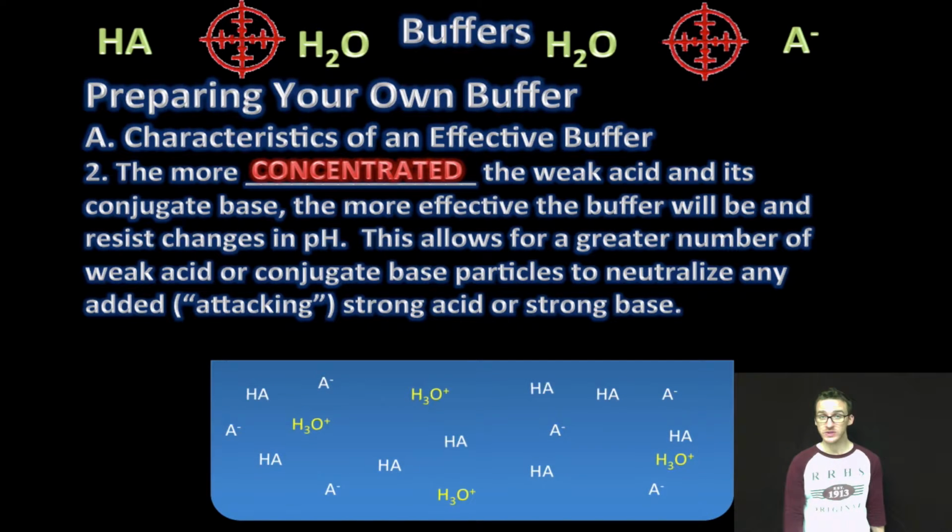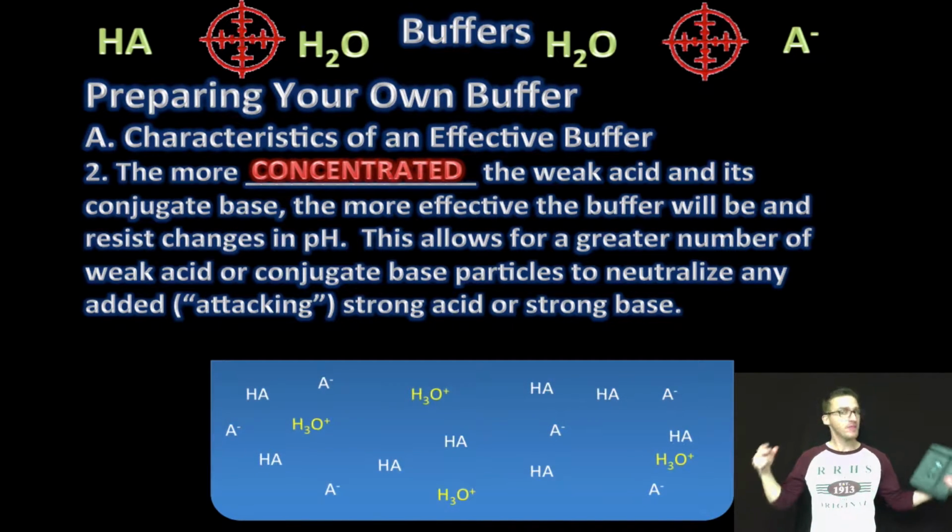So two characteristics of an effective buffer. One, equal amounts of weak acid and conjugate base. And two, the more of that weak acid and conjugate base you have, the more it'll be able to buffer. The more strong acid and strong base it'll be able to neutralize.